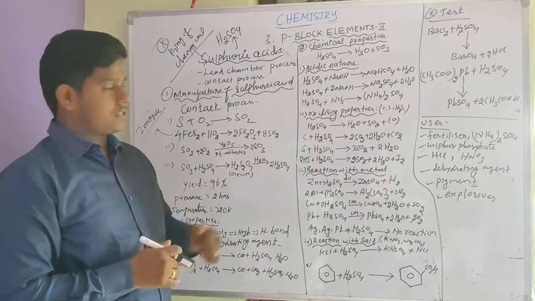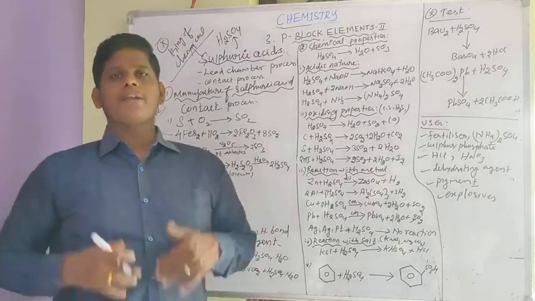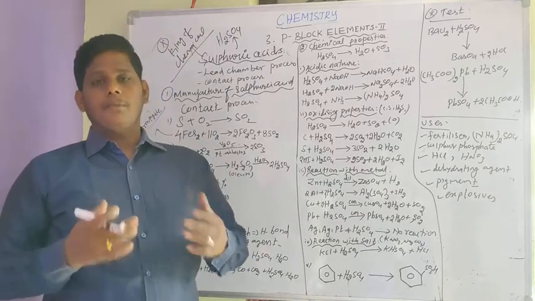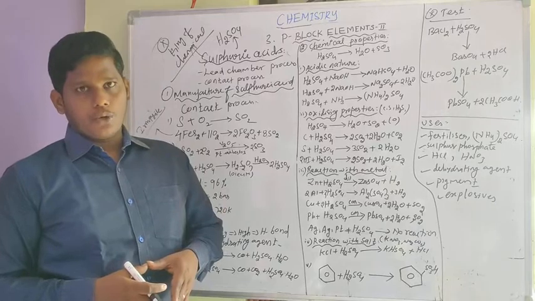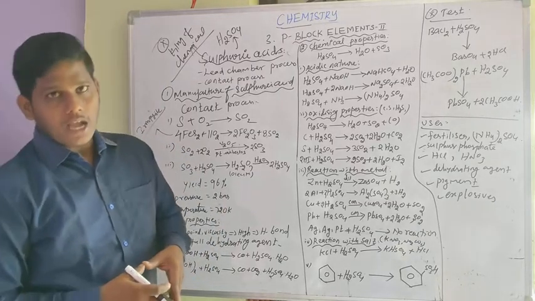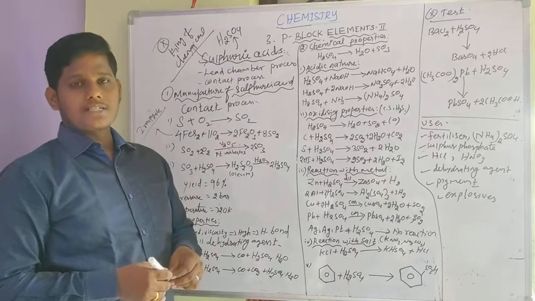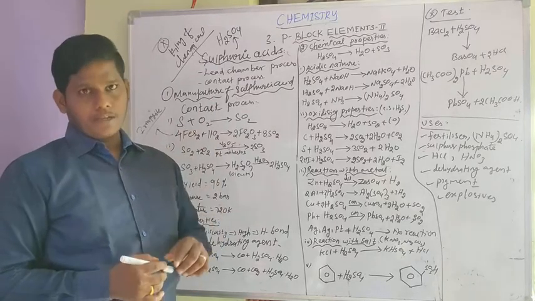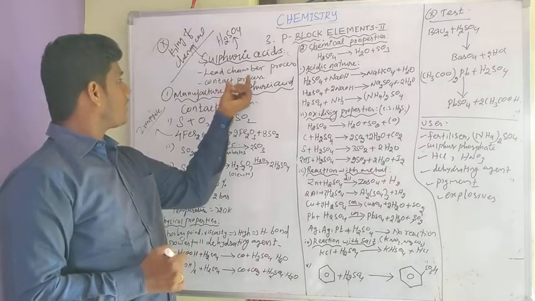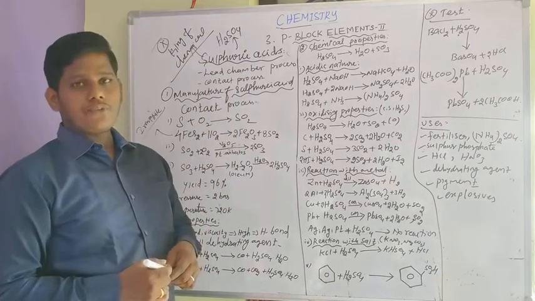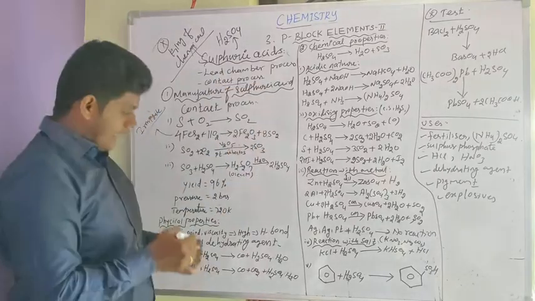Now let's discuss the preparation, which means manufacture. For the industrial manufacture of sulfuric acid, there are two processes: one is the contact process, and the other is the lead chamber process. We already discussed the lead chamber process in a previous video, so now we will discuss the contact process, which is more important for sulfuric acid.